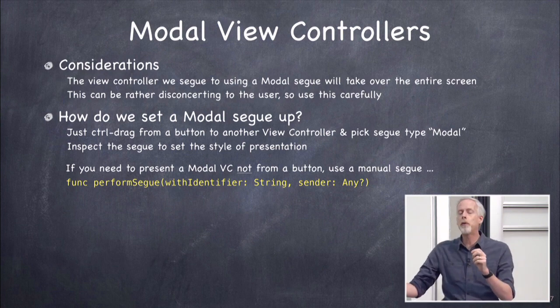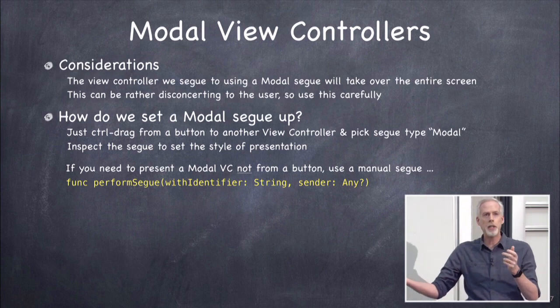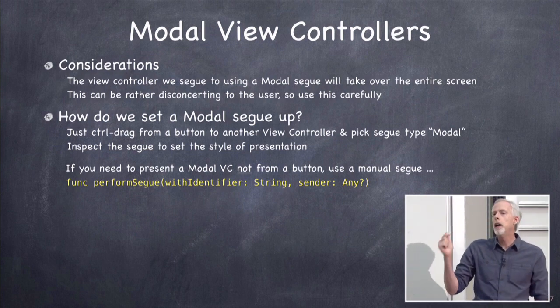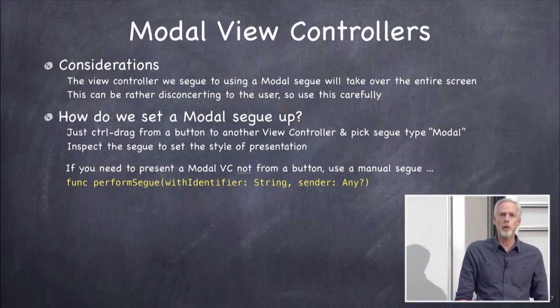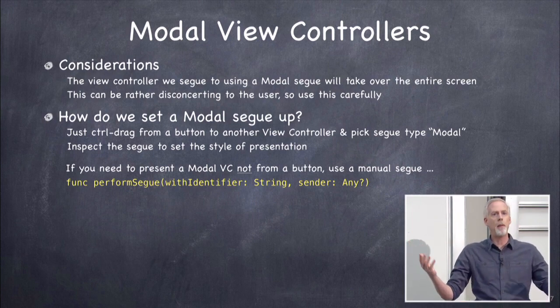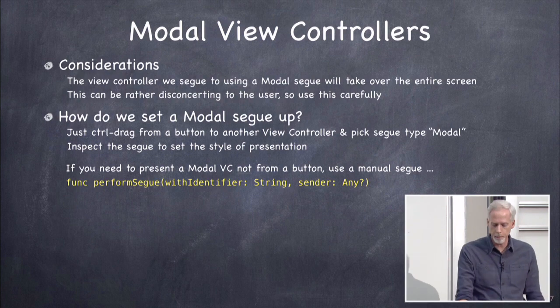You can control drag from that to any other MVC, set it to be present modal, and then inspect that segue, give it an identifier, and then call this method in your code. And it will cause that segue to happen, and that MVC will appear modally.